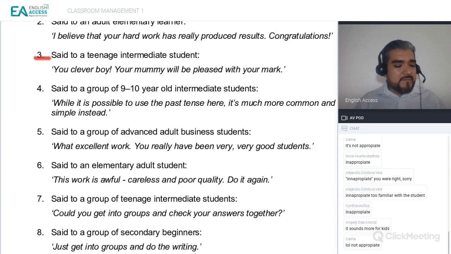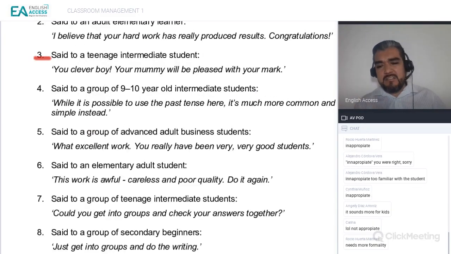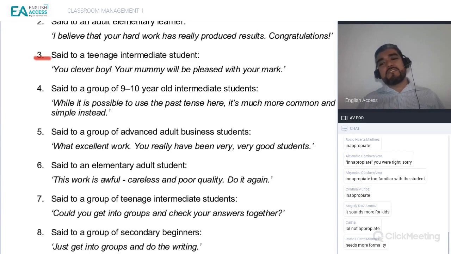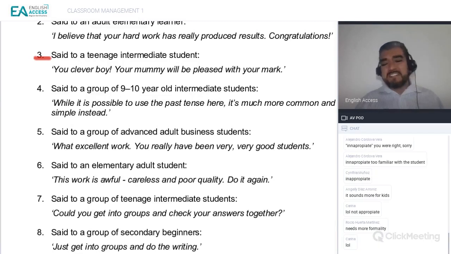That's true, right? The language sounds very childish. It sounds more for kids, right? Because it says your mommy. Imagine you tell a teenager student, "Oh, your mommy will be pleased." The teenager student would say, "Like what? Who's going to tell my mommy? I don't want you to talk to my mommy," right? So the language is very childish, and it also needs more formality, right?